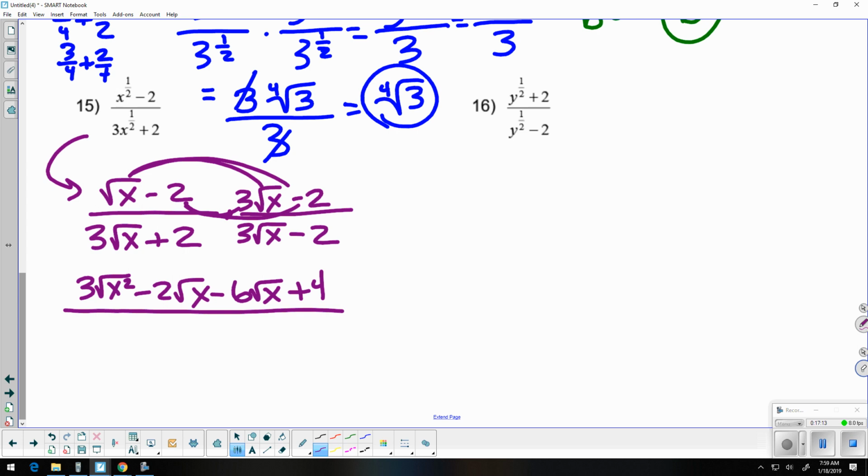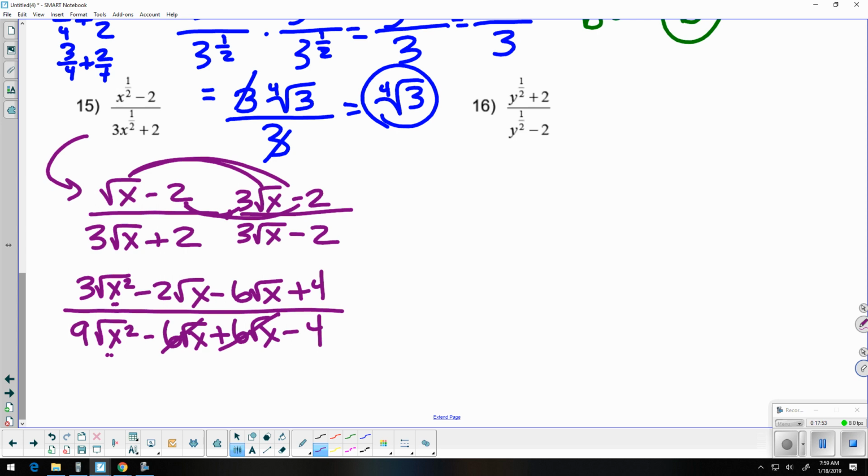On the bottom, again, got to FOIL these two together as well. So 3 square root x times 3 square root x makes that 9 square root x squared. And then we'd have minus 6 square root x plus 6 square root x minus 4. Okay, so again, the whole point of doing this is to cancel all the radicals in the bottom, which happens because these terms in my denominator cancel because they're exactly the same. We just have one negative, one positive. They cancel out. And the square root of x squared we know is just an x.